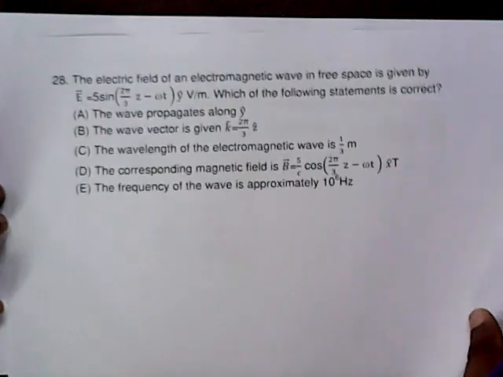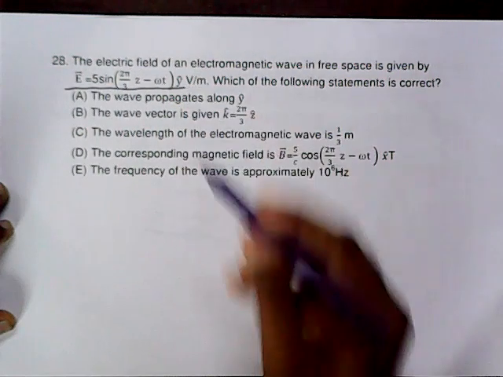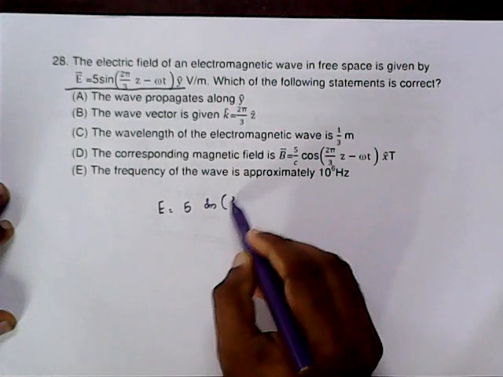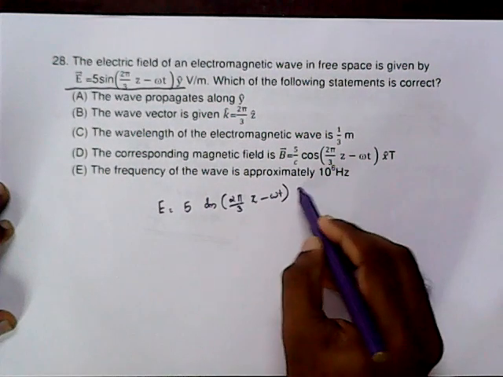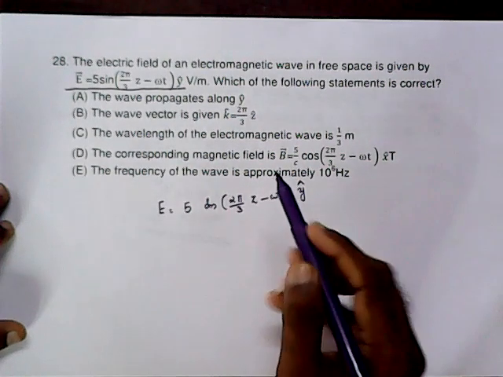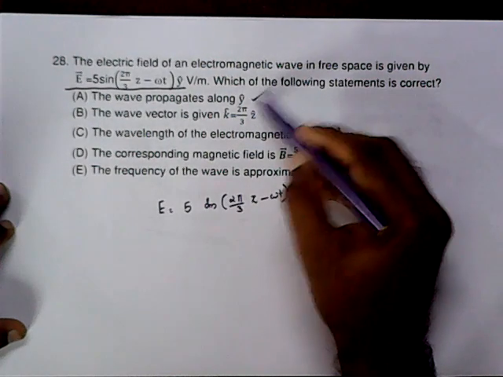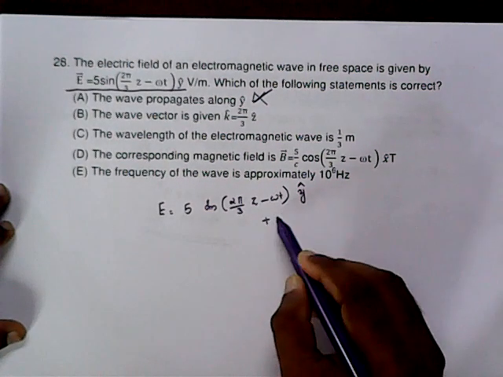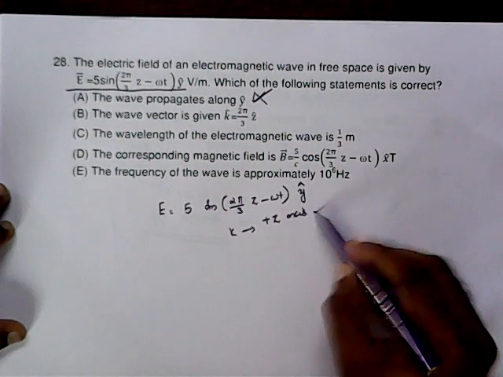The electric field of an electromagnetic wave in free space is given by E = 5 sin(2π/3 Z − ωt) ŷ. So that is a very important concept. Keep in mind, which of the following statements is correct? The wave propagates along the y-axis? That is wrong. Here it is Z minus ωt, so we can say the wave propagation direction is the positive Z axis.